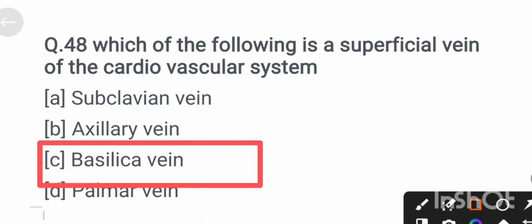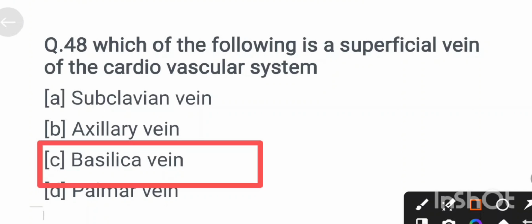The basilic, cephalic and median cubital veins are the superficial veins in the cardiovascular system. Basilic vein is usually the largest superficial vein in the arm; it runs along the medial side of the arm and is often used for dialysis access. Cephalic veins run along the biceps and are known as the signature veins. And median cubital veins are often used to draw blood.